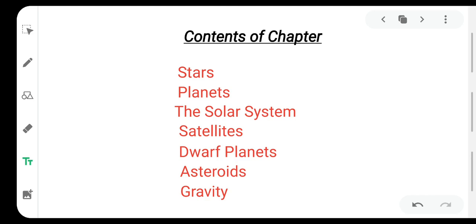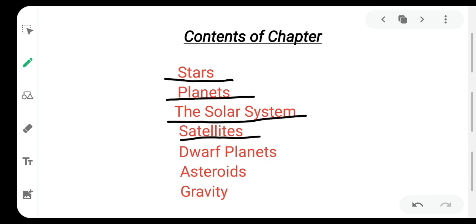So here the content of the chapter includes stars, planets, the solar system, satellites, dwarf planets, asteroids, and gravity. We will study all these topics.